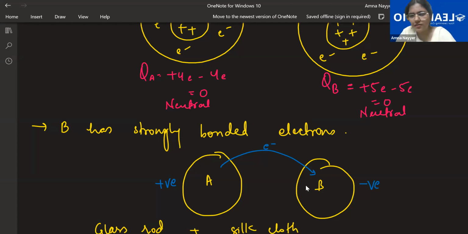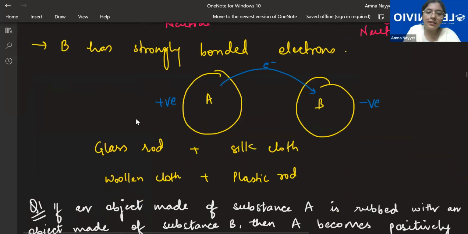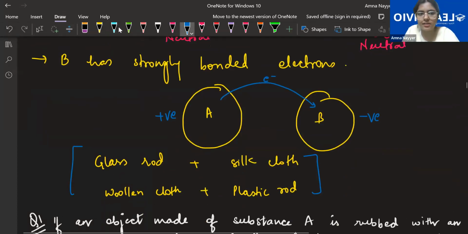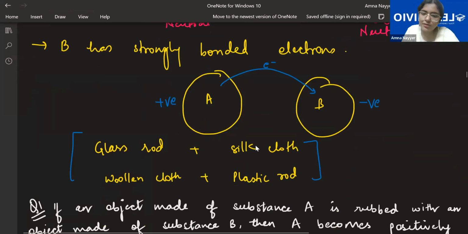And directly from charging by friction, we are just doing the extreme case so that if a question comes, we are prepared. In your NCERT, basically these two data are written. This tells us about the glass rod and a silk cloth. Franklin started his experiments with this only, glass rod and silk cloth. When a glass rod is rubbed with a silk cloth, the glass rod gains positive charge and the silk cloth gains negative charge. Same for woolen cloth and plastic rod. These two things are there in your NCERT, so just keep them in mind.